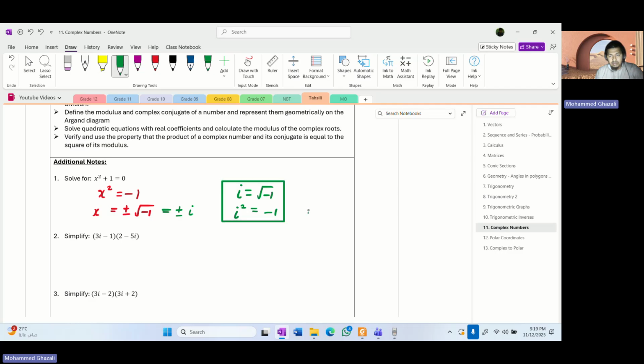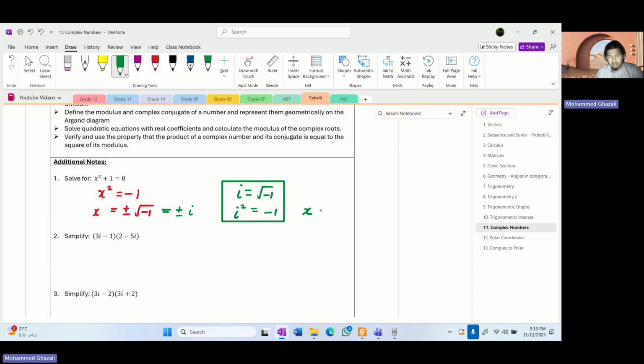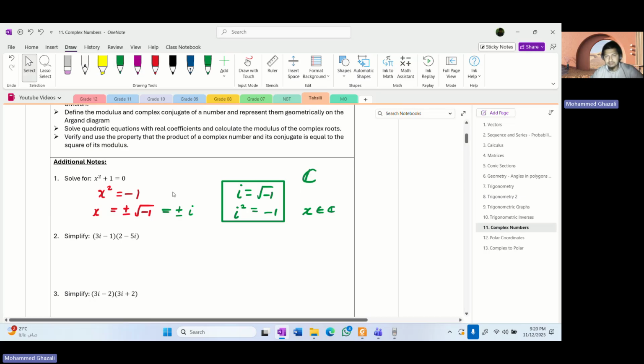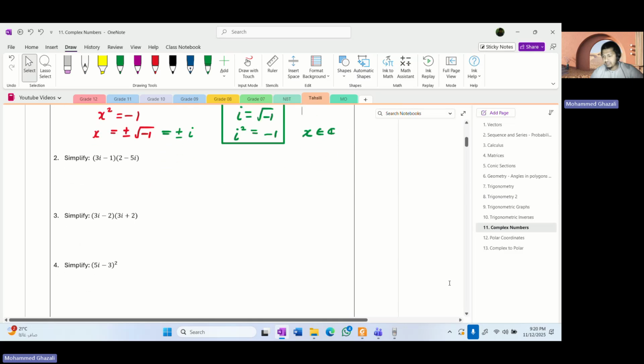Now, remember, the answer that we solved is complex. So x is an element of the complex numbers, right? It's a special symbol, C. It means complex numbers. Now, moving on to the next question. We want to simplify complex numbers.